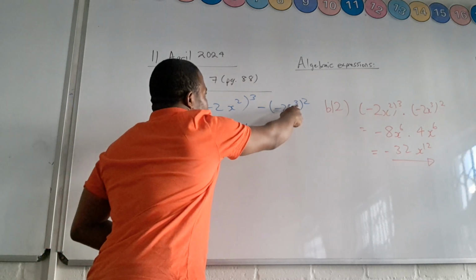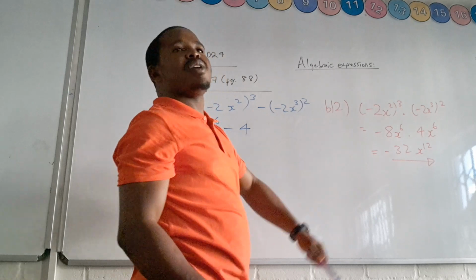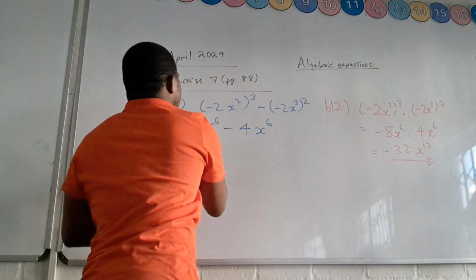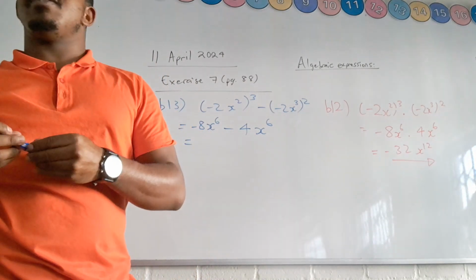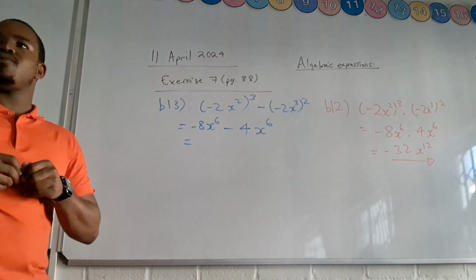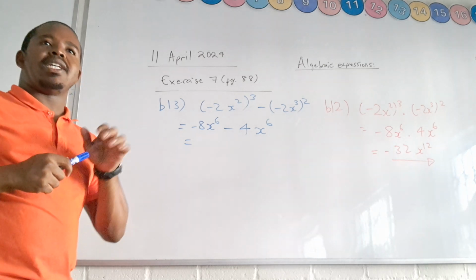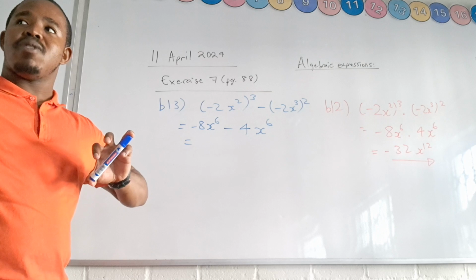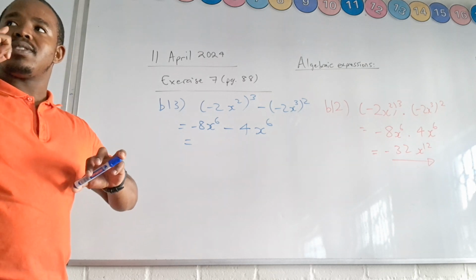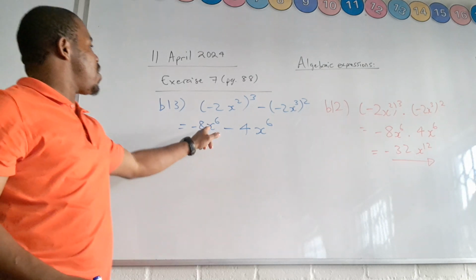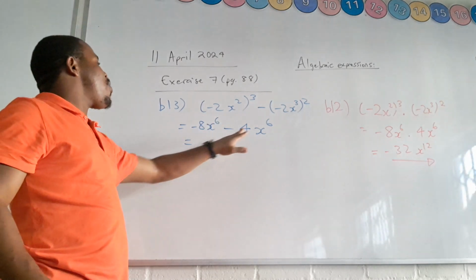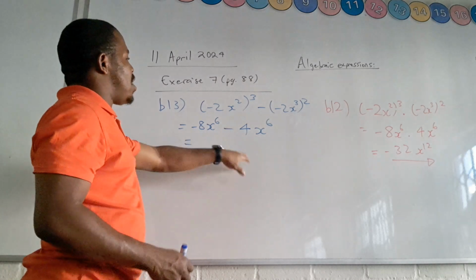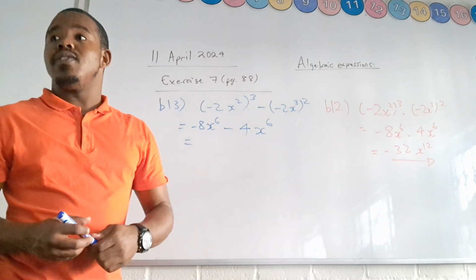Now, power raised to another power, you must multiply the exponent. So x to the power of 6. Can we subtract these numbers from each other? Yes. Why can we subtract? Like terms. They're like terms. What makes them like terms? Matthew? The variables are identical. X to the power of 6 and another x to the power of 6. Good. So this becomes negative 8 minus 4 is negative 12.